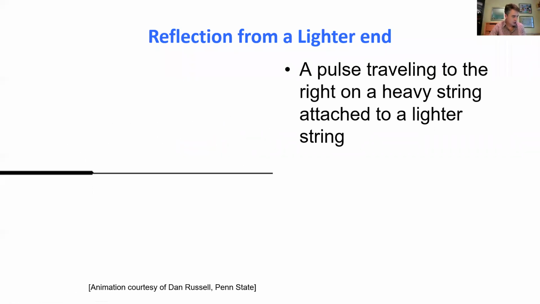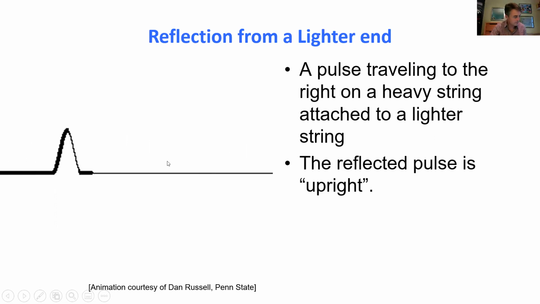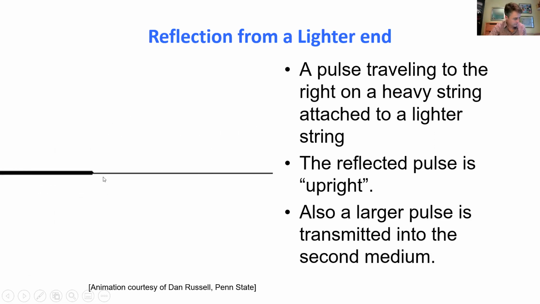So this is showing when you have a pulse on a heavy string attached to a lighter string, that boundary, if you have two strings tied together, is a little bit like a loose end. It goes up, and then your reflected wave is a positive reflected wave. And into the lighter string, you get a transmitted wave into that side, which is also positive. And it's larger.